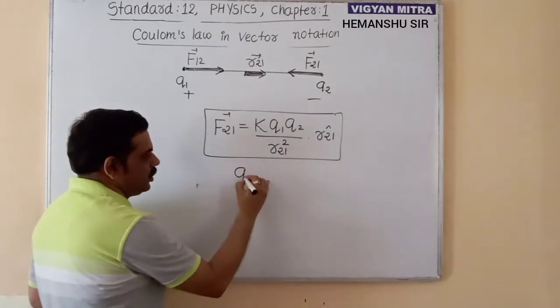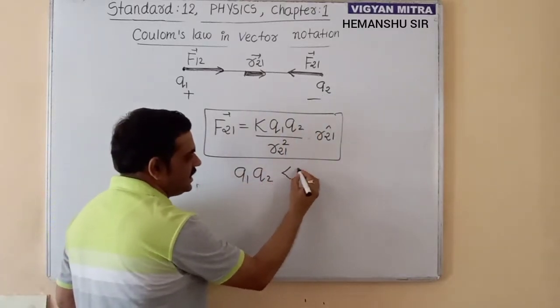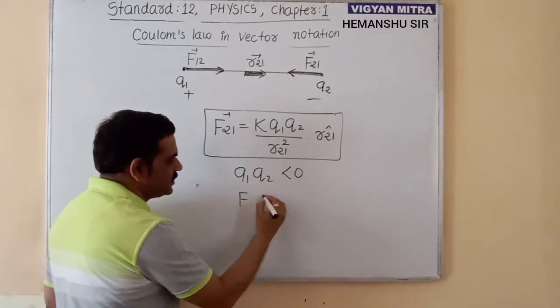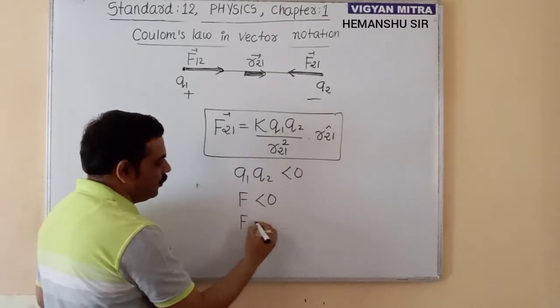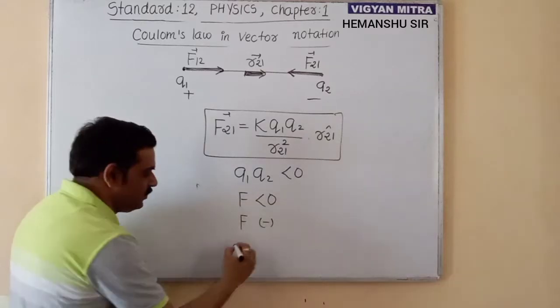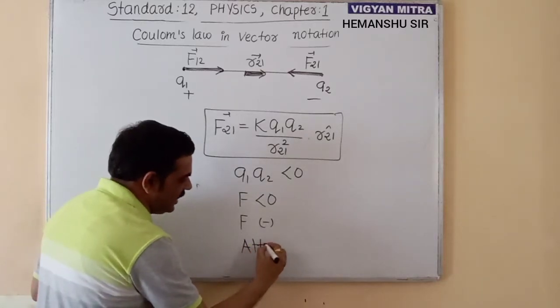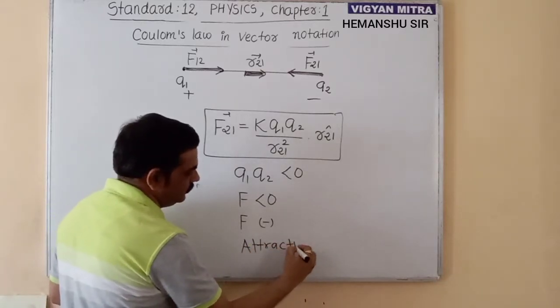If both the charges are opposite, that means one is positive and another one is negative, then the product Q1 Q2 is less than 0, which means force is less than 0, that means force is negative. This force shows that they are attractive in nature.